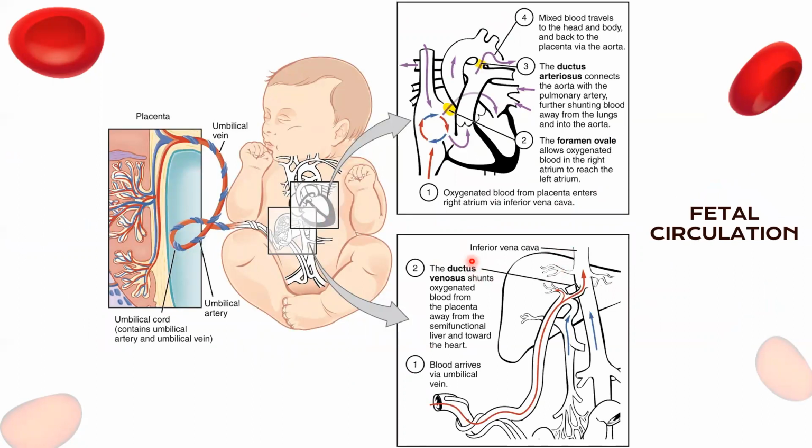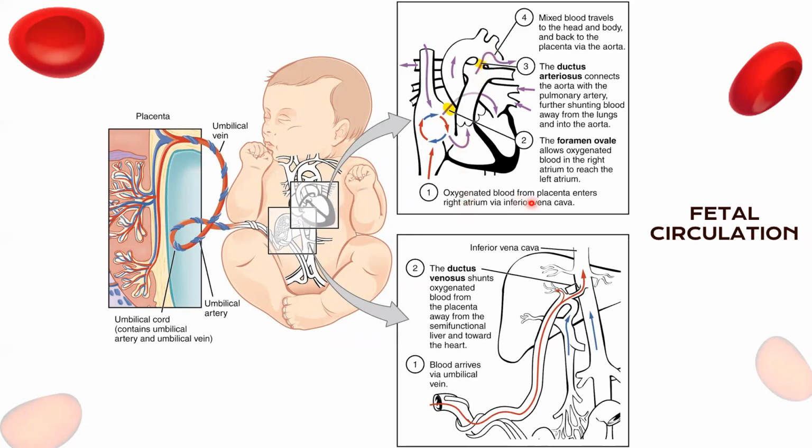In the mother's womb, in the fetal circulation, there are openings. Okay, blood arrives by the umbilical vein, and because of the ductus venosus, which shunts blood from the placenta away from the semi-functional liver and towards the heart. So there's an opening here, which is your ductus venosus. And in the heart, there's an opening between the right atrium and the left atrium through the foramen ovale. And there's an opening between the aorta and the pulmonary trunk.